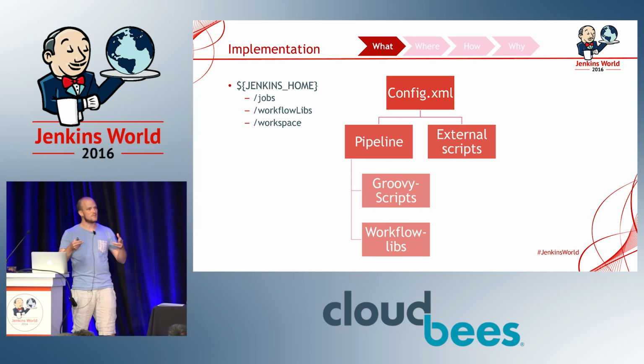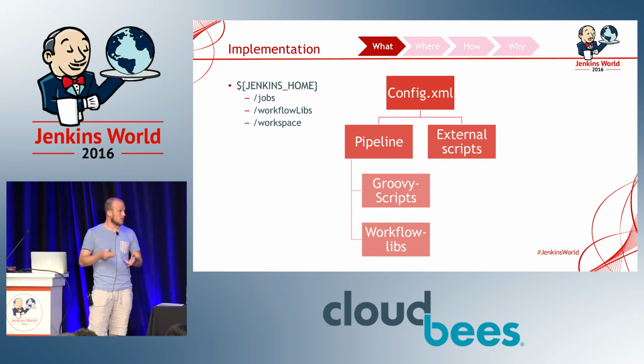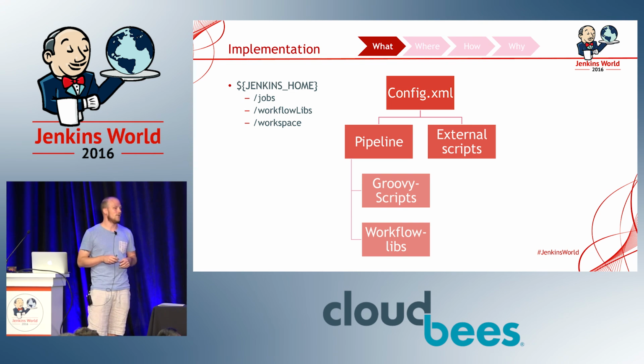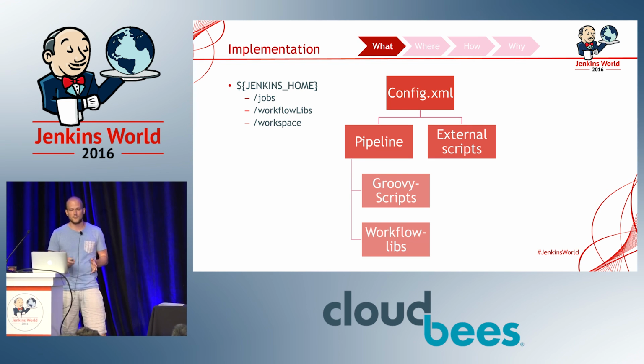So you might use pipeline scripts. You might use a pipeline script in your repository. You might use a pipeline script defined in your Jenkins configuration. You might also use the workflow libs, the Jenkins Groovy script repository, which also comes as pipeline. Or, worst case scenario, you have some external scripts where your build is being defined. And all of this needs to be taken into account.